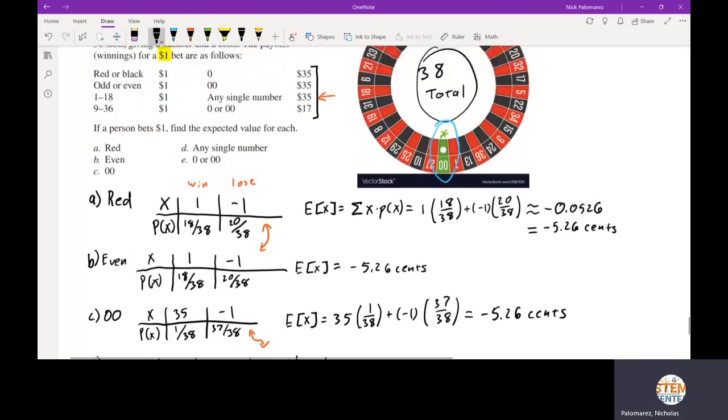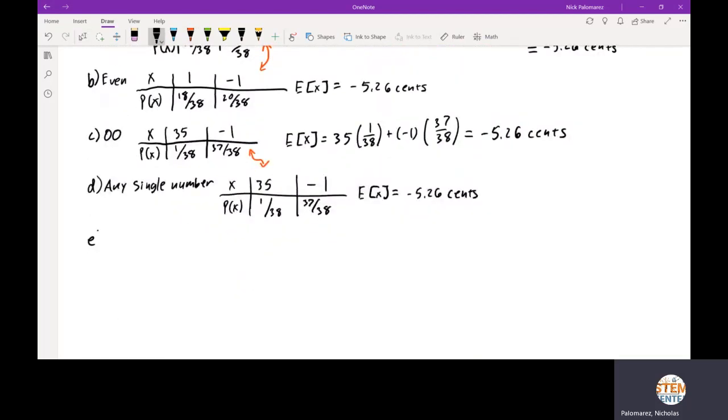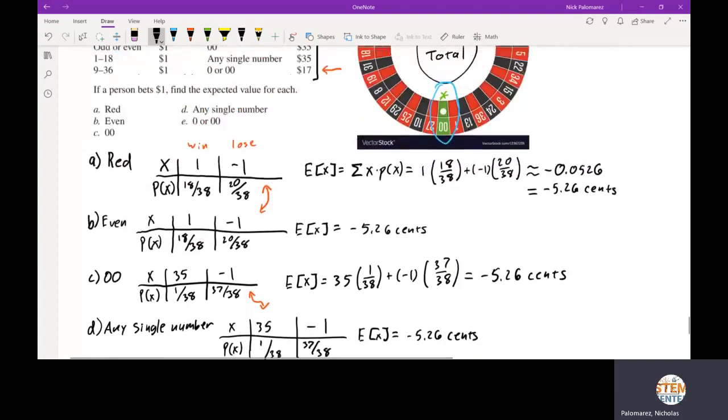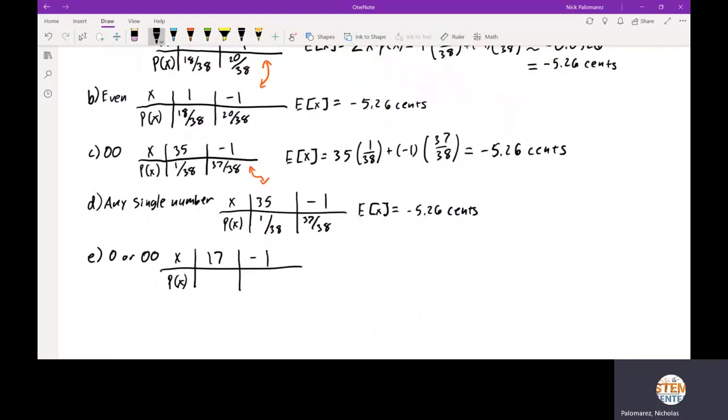So we have one more to look at, and it's betting on 0 or 00. So in this case, now we have two numbers we could bet on, and our winnings will be $17. So let's take a look at that. E, 0 or 00. We can make our probability distribution. If we lose, we're out $1, just as before. But now if we win, we get, how much money was it? $17 for winning on 0 or 00.